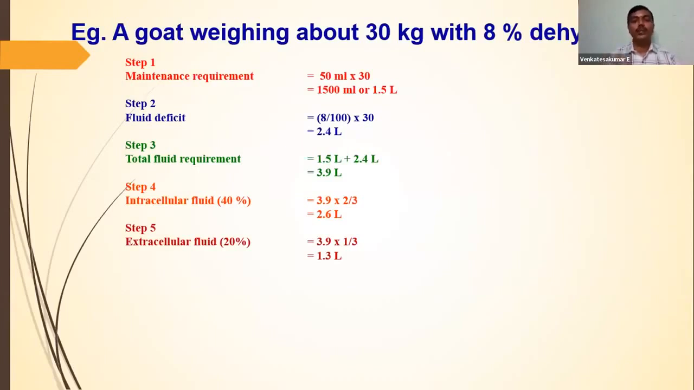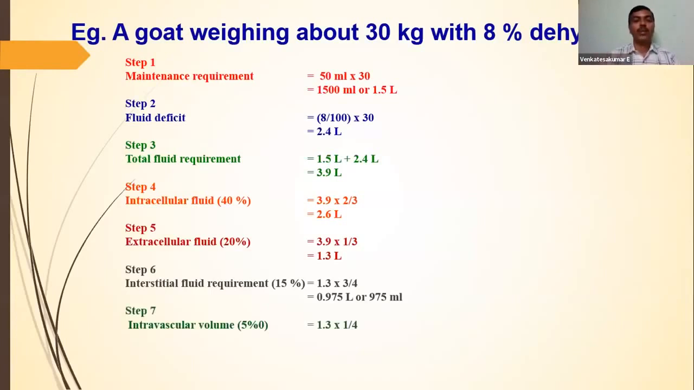1.3 liters for extra, but we are not going to give all the 1.3 liters within half an hour. So over a 4 to 6 hour period you have to give. In that 4 to 6 hours period, the interstitial fluid requirement is 15% from the 20%, so 1.3 into 3/4. Why is it 3/4? 20 is divided into 4: 5, 5, 5, 5. So it is accounting 3/4. What's the requirement? 975 ml. The 975 ml you have to give over the 4 to 6 hour period.